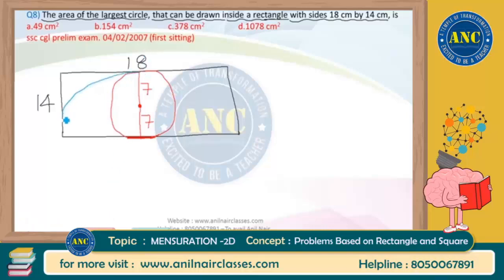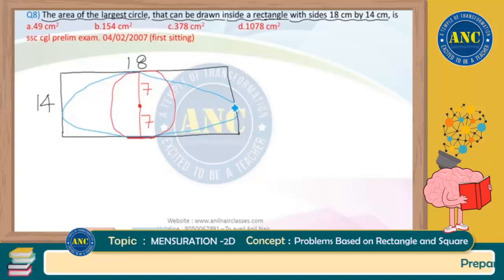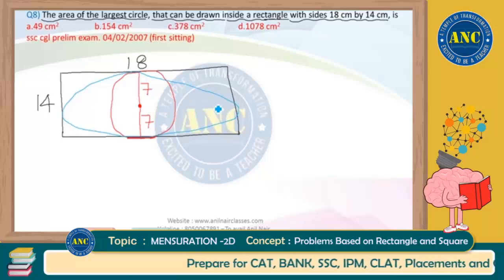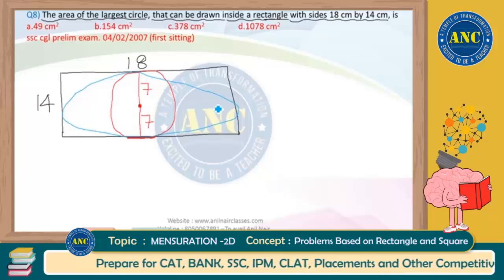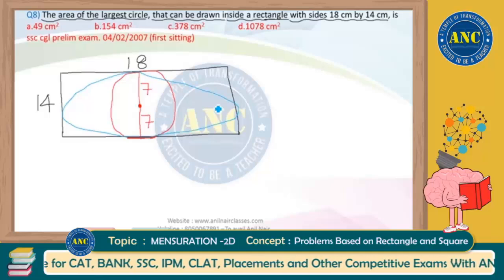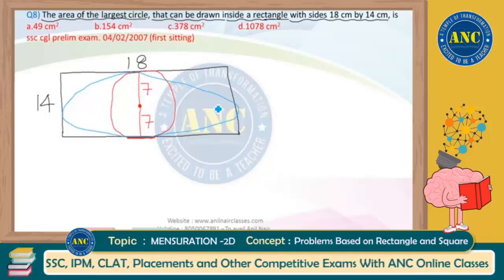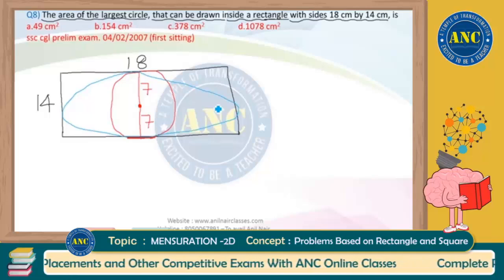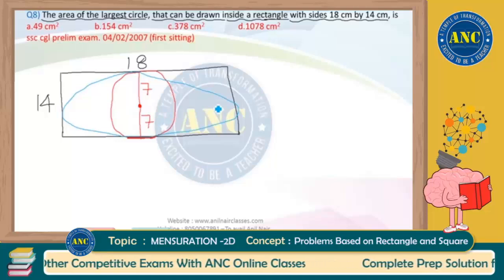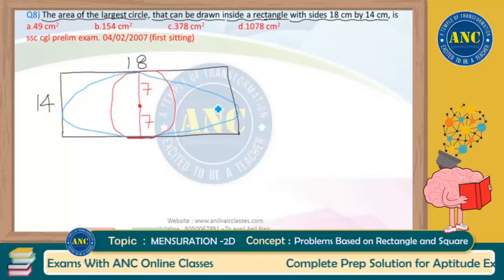Suppose, for example, I am trying to draw it like this. Right now, if I draw like this, the diameter becomes 18 in this case, sir. 18 is more than 14, right? So if the diameter is 18, the radius becomes 9, sir. In the case you have taken, the radius is 7. But in this case, the radius is 9. That means I will get the maximum area of the circle, right, sir?